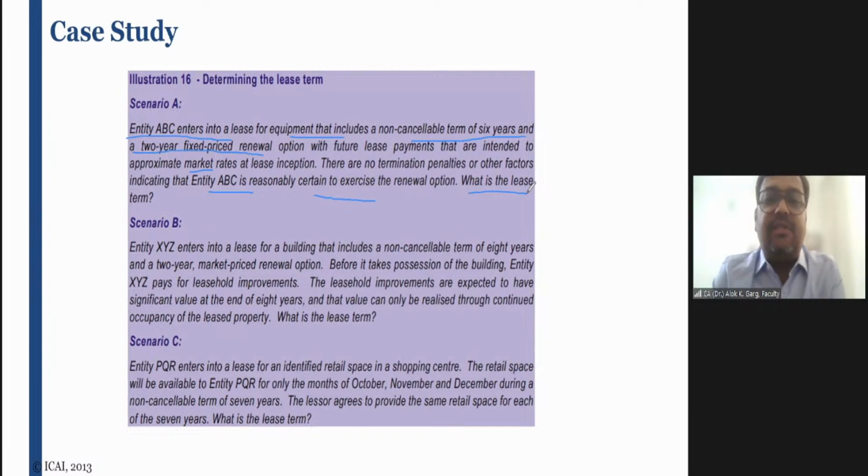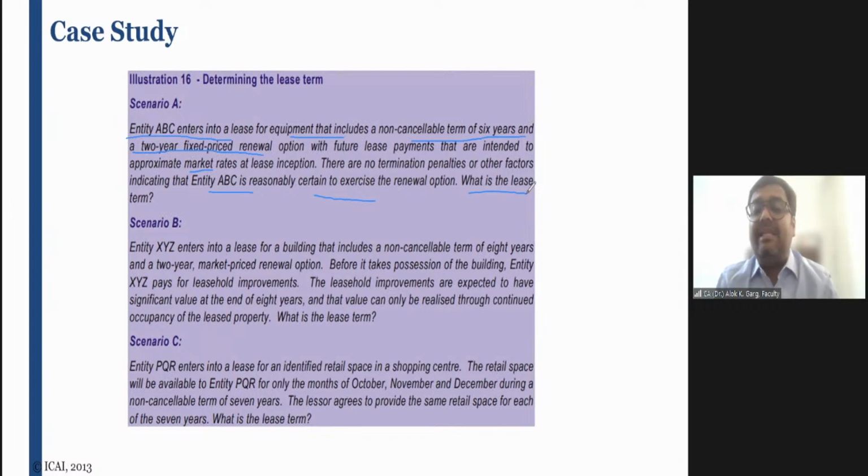So entity ABC enters into a lease for equipment where the non-cancelable term is 6 years and there is a 2-year renewal option. Okay. And these lease rentals will be at the market rental, which is given in the question. There is no termination penalty. After 6 years, there is no termination penalty. And there are no other factors which indicate that entity ABC is reasonably certain to exercise the renewal option. Means there is no factor which says there is a reasonable certainty to exercise the renewal option.